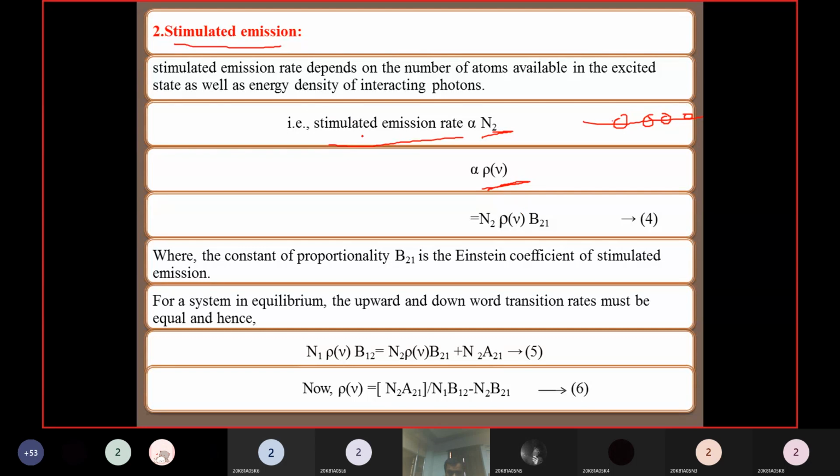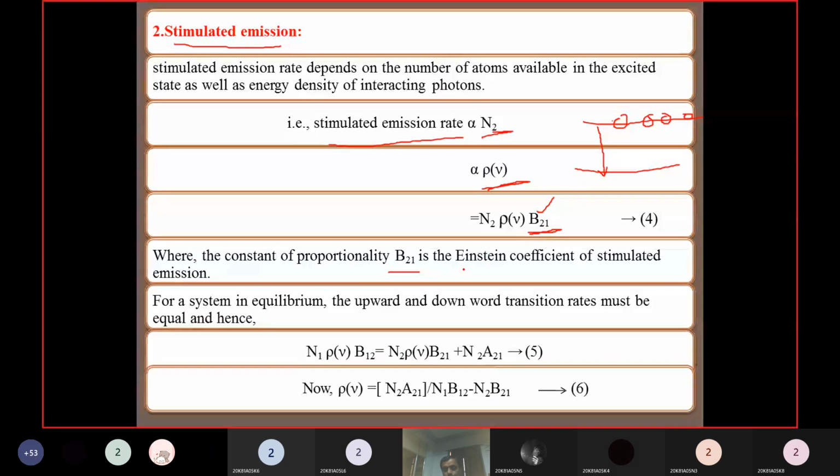So the rate of transition is equal to N2 into rho of nu into another constant, B21. Why 21? Because the electron is jumping from the second level to the first level. Why B? Because this is the stimulated emission process. This constant B21 is called the Einstein coefficient of stimulated emission.